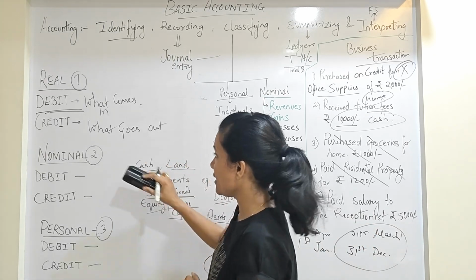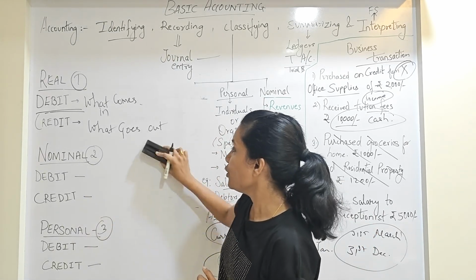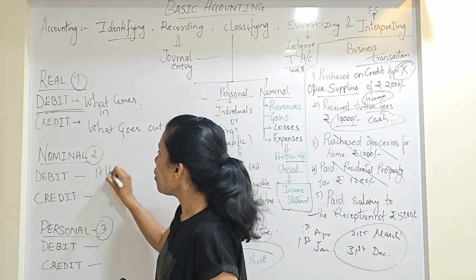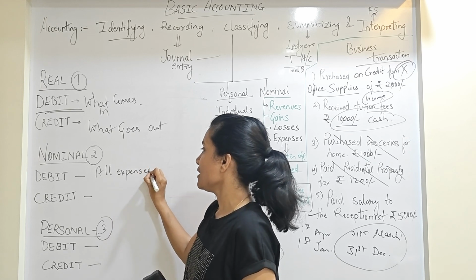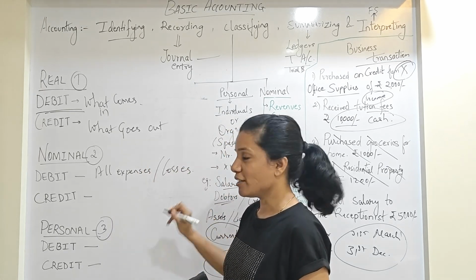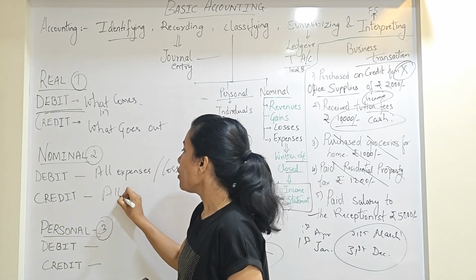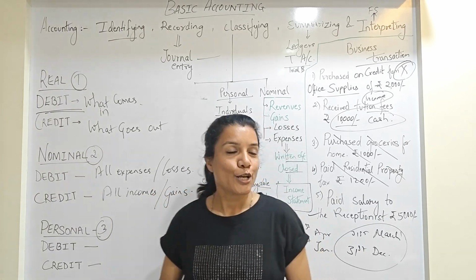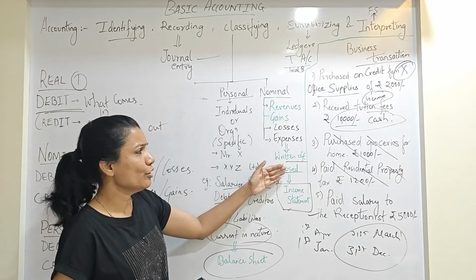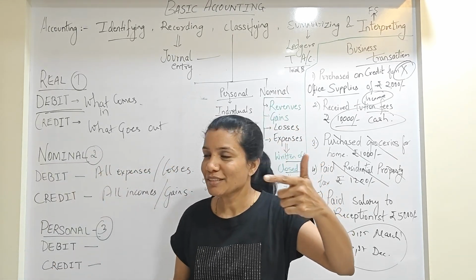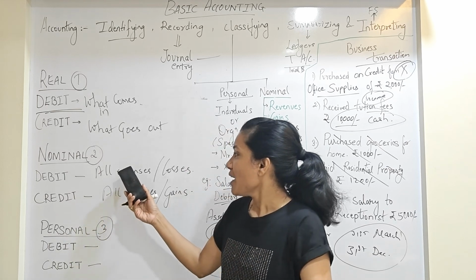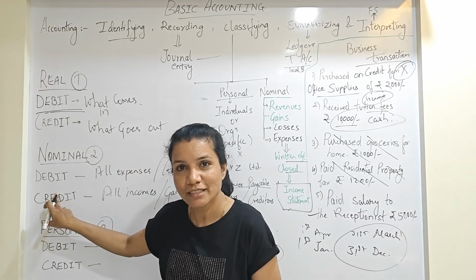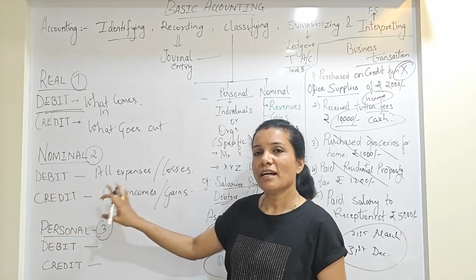So, let's proceed to the next category, the nominal account. For a nominal account, the rule says debit all expenses and losses, credit all incomes and gains. As we said, nominal accounts are only of four types: revenues or incomes, gains, you call it by any name, and expenses or losses. So all expenses or losses would be debited, and all incomes and gains are credited.